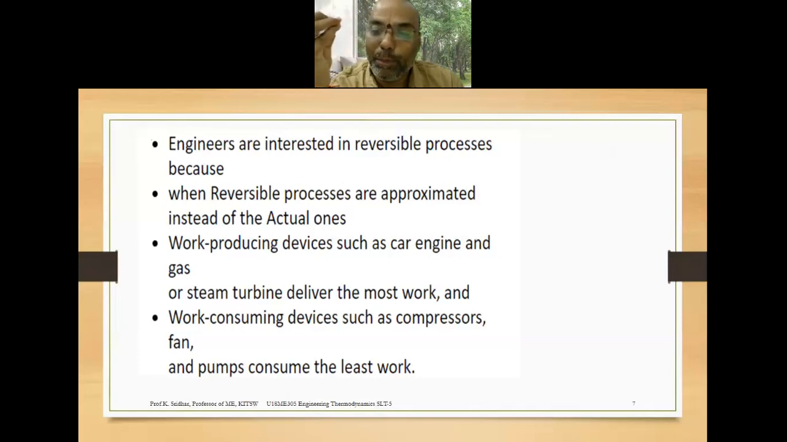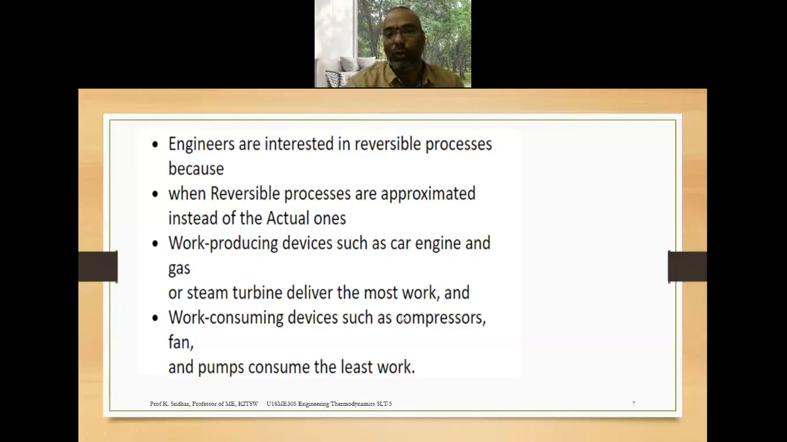So if you want to predict the maximum mileage which can be expected from a car or bike, then that particular device has to be operated under this simulated frictionless condition, that is the reversible conditions. So that's why it is very important.